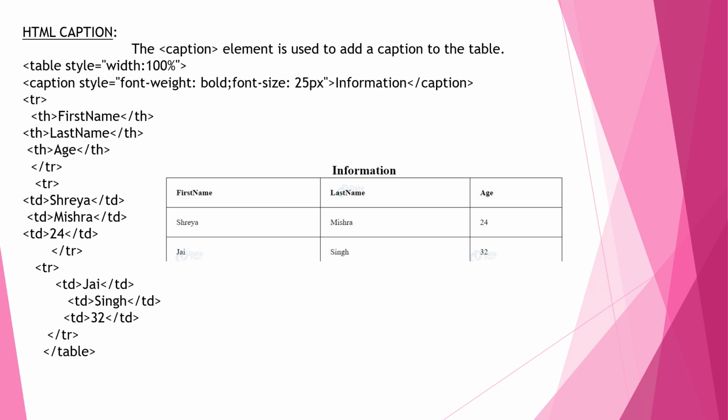So in the figure, you can see the table with the topic of the caption here as the information. So we can easily find out what the HTML table is about.